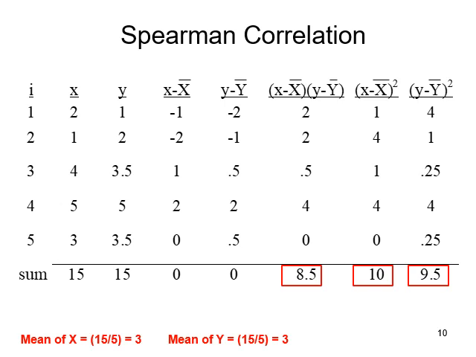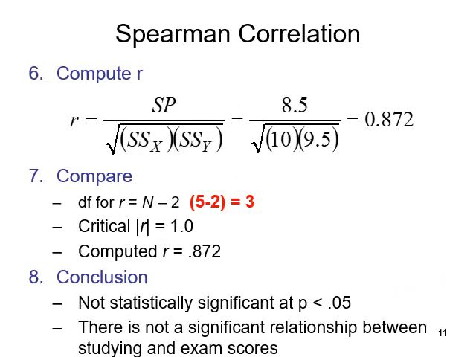Our sum of products in this case is 8.5, our sum of squares x is 10, our sum of squares y is 9.5, and we're going to put them in the exact same equation that we use for correlation. So we're going to plug them in, run the numbers, and get a correlation of 0.872. The degrees of freedom is still n minus 2. In this case, 5 minus 2 is 3. And again, basically, we're right off the chart. The critical value here would be perfect correlation. We don't have it, therefore it's not a statistically significant relationship. There is not a significant statistical relationship between study time and exam score based on the Spearman correlation.